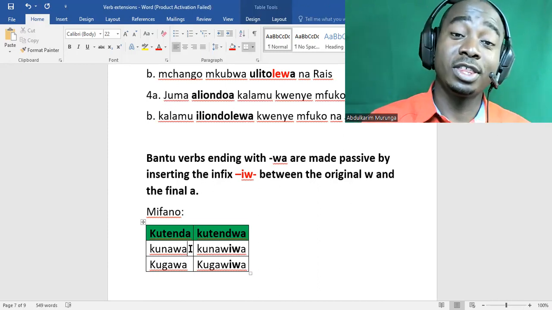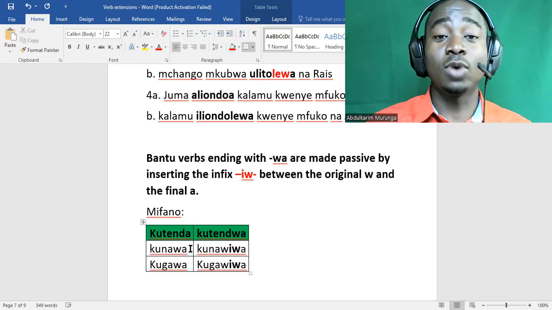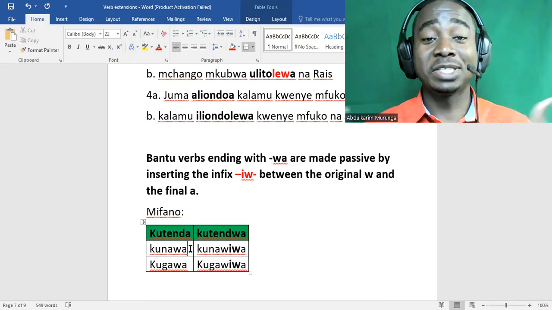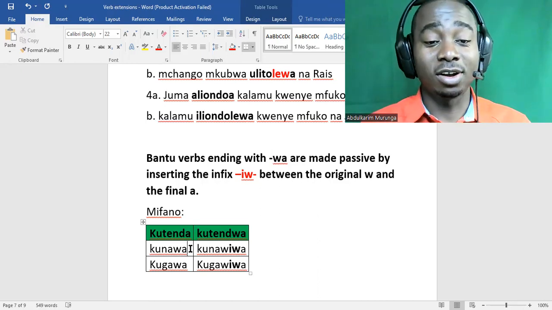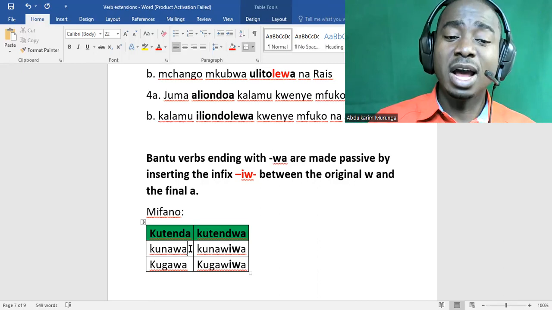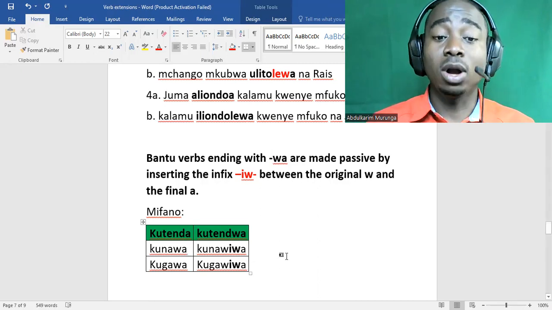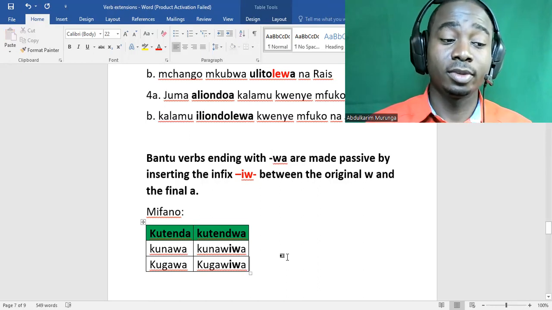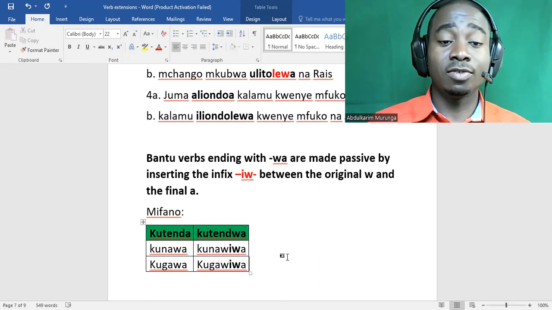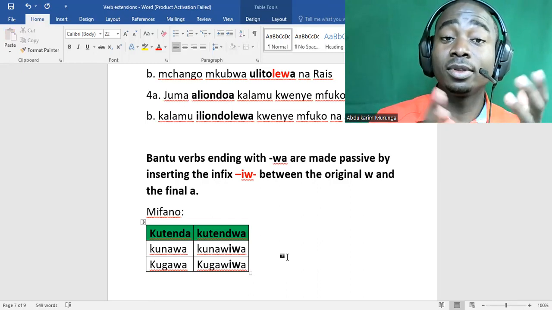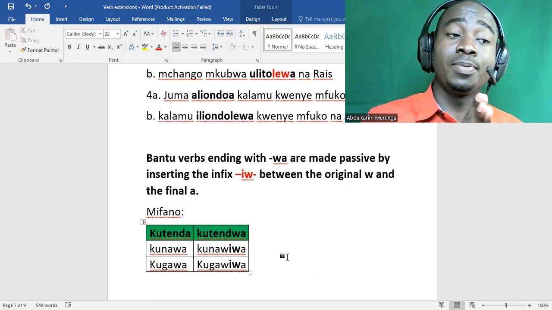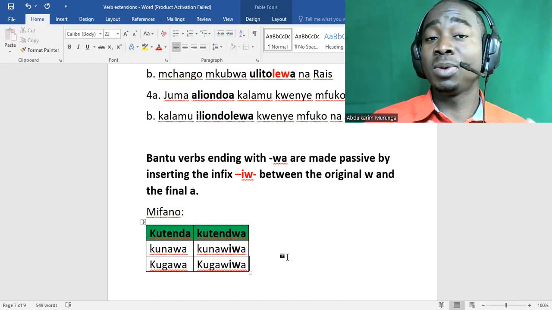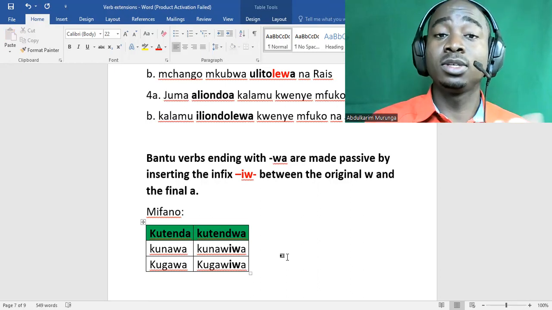Another verb is kufua, to wash the clothes. Sawa? And to wash your body, we say kuoga. This is to shower. We have kunawa. Kunawiwa. So kunawiwa is to be washed. This verb kunawa is to wash the face or the hands. Kunawiwa, now maybe the water will be used in this case.